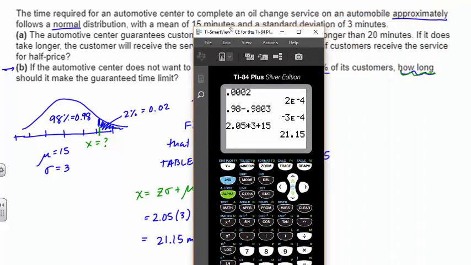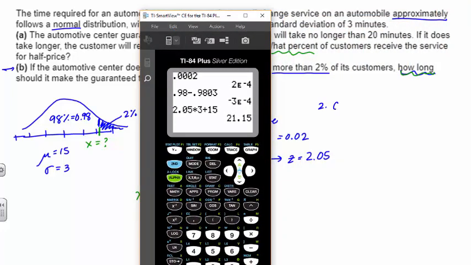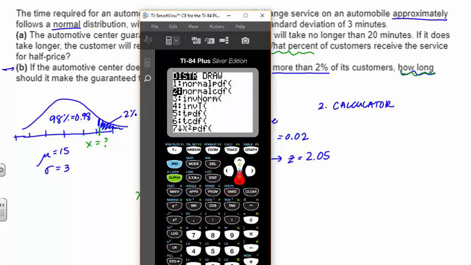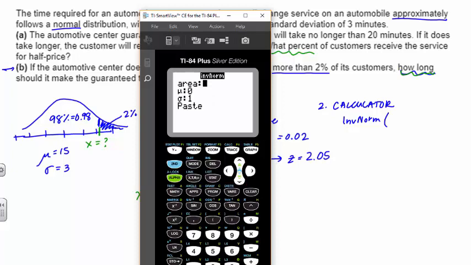The calculator method is a little bit faster and definitely more accurate. Calculator. What we want now is not the probability, but the value, remember? So in the distribution menu, instead of doing the CDF, the normal CDF, which spits back probability, we would like to do number 3, the inverse normal. It will give back a value. So the inputs there are the area to the left. We calculated that right over here as 0.98. Then you need the mean of the distribution, which for this case is 15, and the standard deviation is 3.